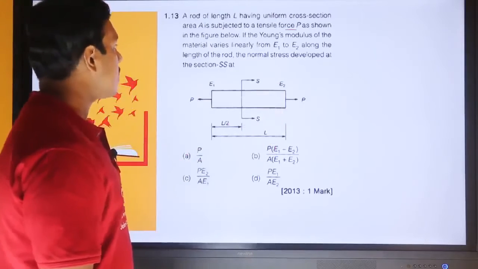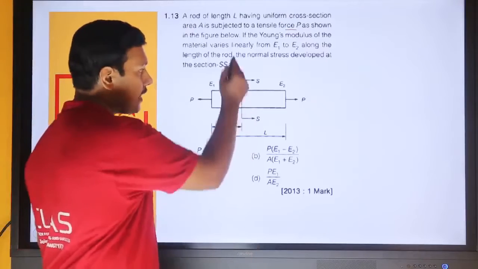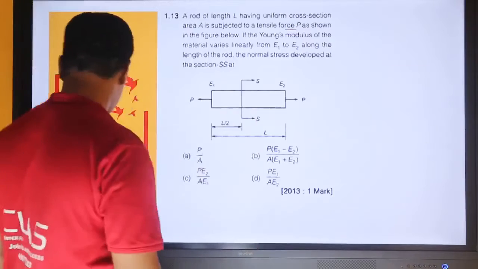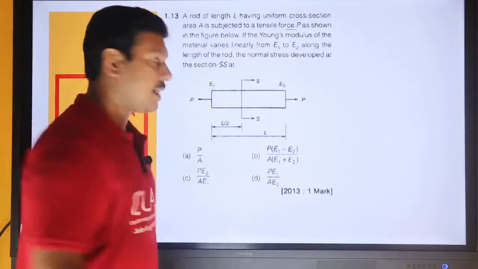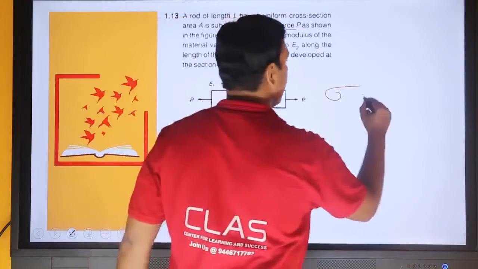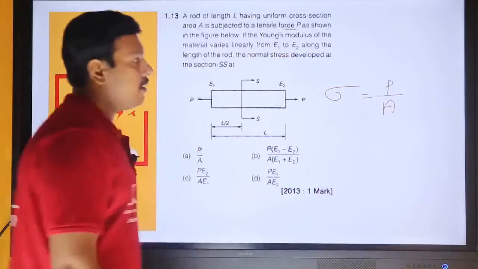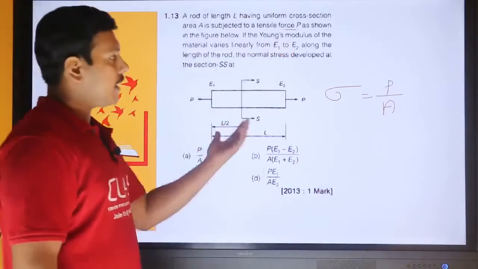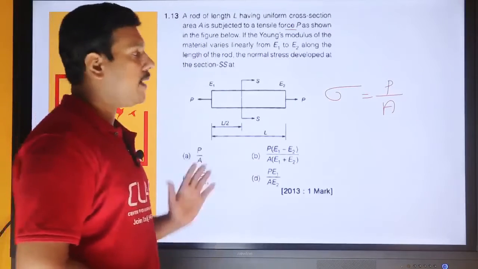The normal stress developed at this section SS. We need to find out the normal stress acting at this section SS. Then we have the stress acting is load by area. At equilibrium, stress acting is equal to load by area. In the equation of stress, there is no Young's modulus and Poisson's ratio. Therefore, stress is equal to load by area.